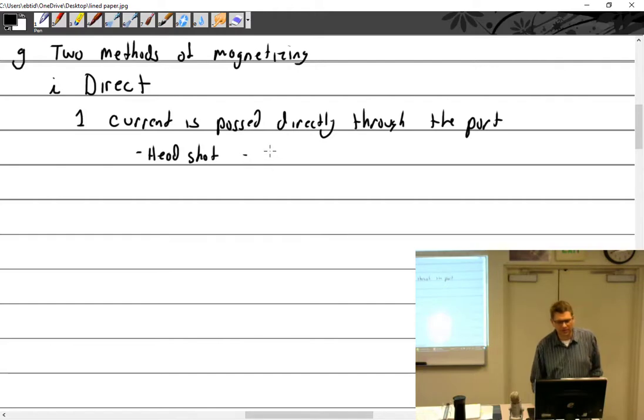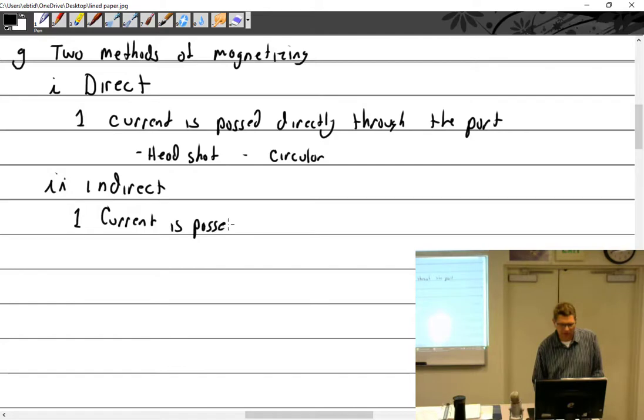Which produces what kind of magnetism? What's my other type here? Indirect. Indirect, where current is passed through a coil that creates a magnetic field, and that field is then passed on to the part. So current is passed through a coil that creates a magnetic field.